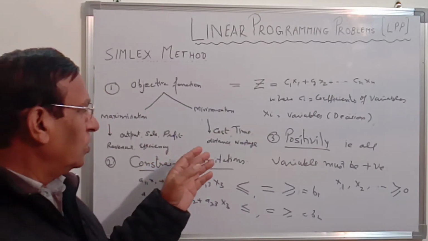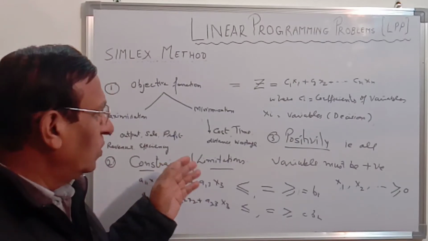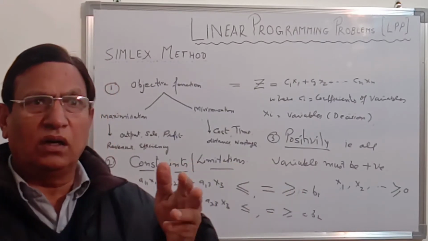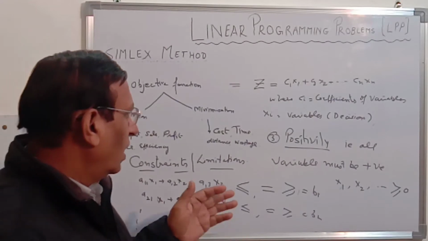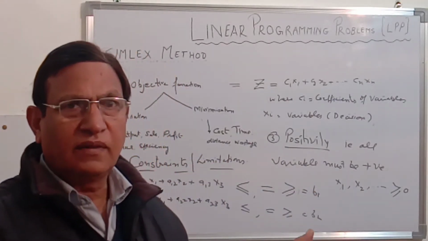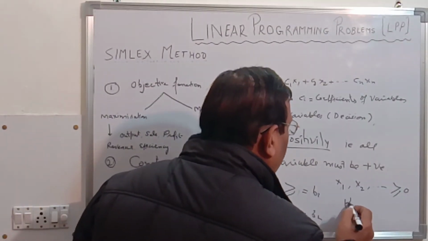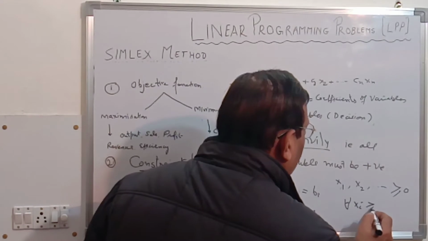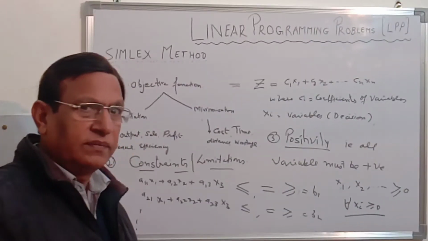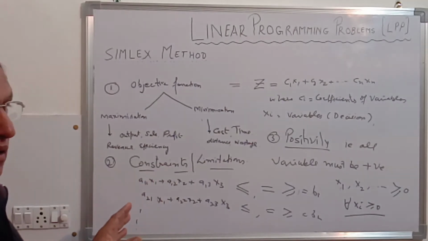Similarly, you have to be diet conscious, and you want to consume vitamins, protein, and so on, then there is no sense of negativity. So for all xi, xi is greater than or equal to 0. So this is the mathematical form of the equations.